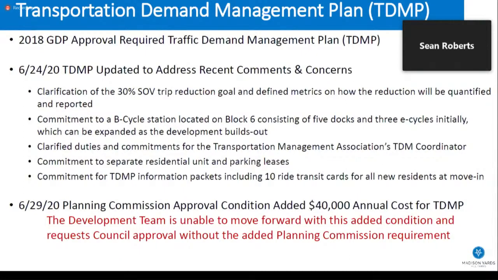Our TDMP is the most comprehensive plan submitted to the city to date and includes firm strategies and commitments. Tracy Shandor from Kimley Horn is here tonight and is able to answer specific questions on this plan. Despite our firm commitments in our updated plan, the Planning Commission added an arbitrary requirement to spend $40,000 a year on TDMP implementation as a recommended condition of approval for this project. To our knowledge, no other development in Madison has been subjected to such a condition. It is not backed up by any city ordinance, fee schedule, or former TDMP policy. We are unable to accept this added economic burden and will not be able to move forward if it is included in our approval, and we are respectfully requesting council remove it from our conditions of approval tonight.